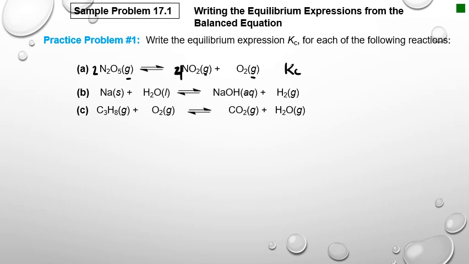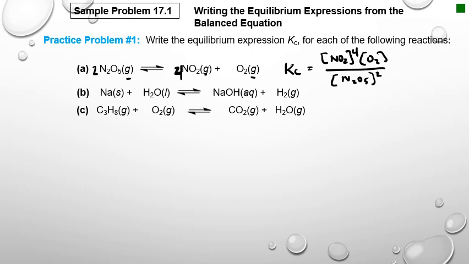So my Kc for this particular reaction, I would have the concentration of the NO2 raised to the 4th power times the concentration of O2, and then I would divide that by the concentration of N2O5 raised to the 2nd power.